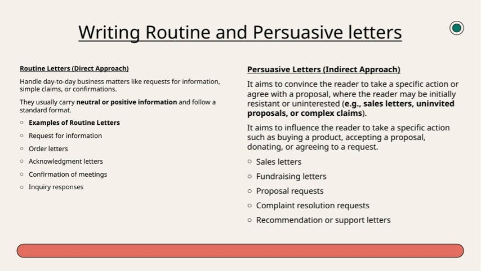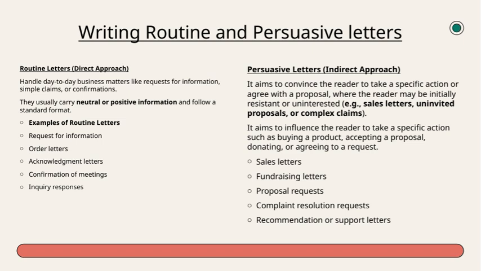Now, on the other hand, we have routine letters that follow the direct approach. These are more straightforward and handle everyday business matters like requests for information, simple claims, or confirmations. Usually, these letters carry neutral or positive information and follow a standard format. Examples include requests for information, order letters, acknowledgments, and confirmation of meetings.